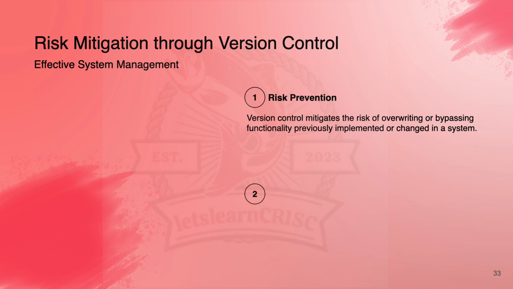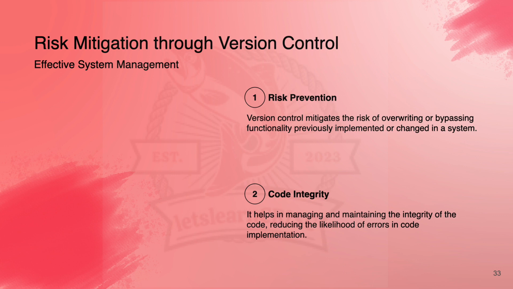Next is code integrity. Friends, version control assists in managing and maintaining the integrity of the code, reducing the likelihood of errors in code implementation. It ensures that the code remains reliable and functions as intended.